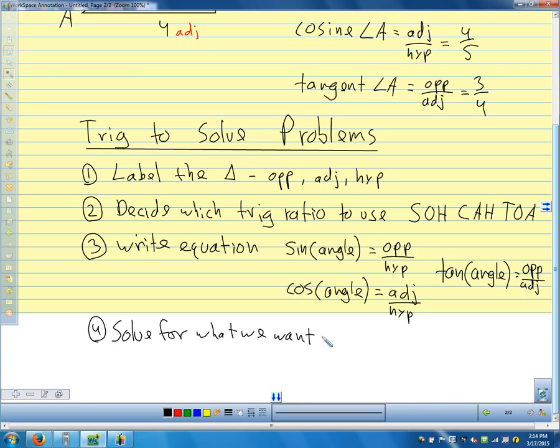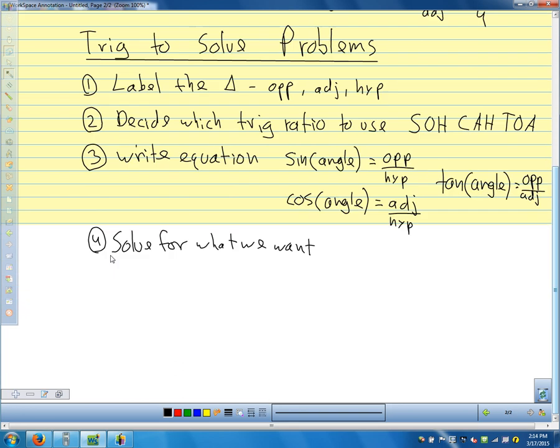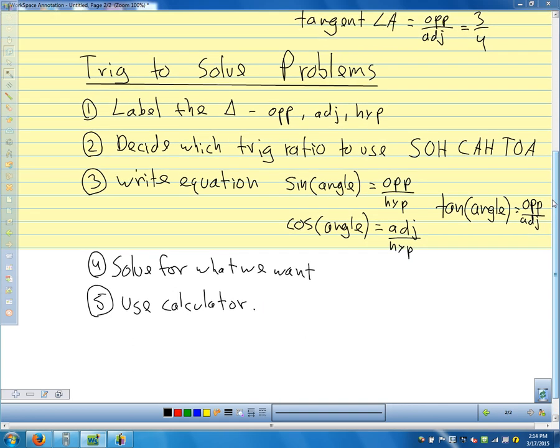So we want to get x by itself, if that's what we're looking for. And then finally, we're going to use your calculator. And if we set up our problem this way, label our triangles, write our equation, we can set up basically any kind of problem that we're going to use trigonometry for in this class.